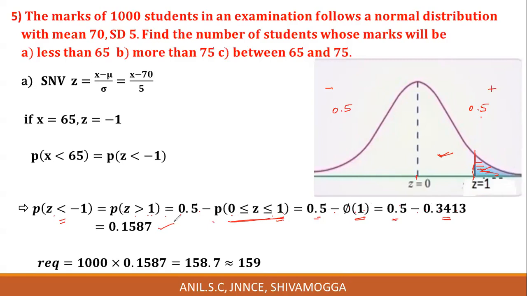This is the probability of any student to score less than 65 marks. How many such students are there? 1,000 students. Therefore, required is 1,000 into 0.1587, which is 158.7. 0.7 is more than 0.5, therefore approximated to 159. This is the first case.